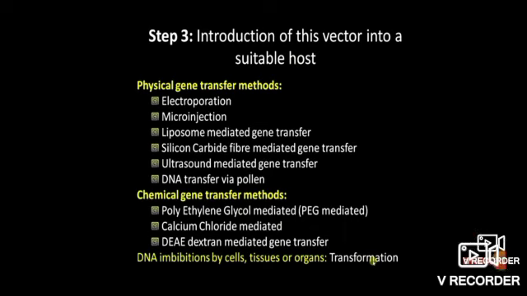Now, coming to the third step, introduction of this vector into a suitable host. There are different gene transfer methods by which we can introduce our vector into a host. These are some of the methods: the physical methods, chemical methods, and DNA imbibition by cells, tissues, or organs. The physical methods are electroporation, microinjection. Through all these methods, we can introduce the recombinant DNA into the host cell, the bacterial cell, say for example.